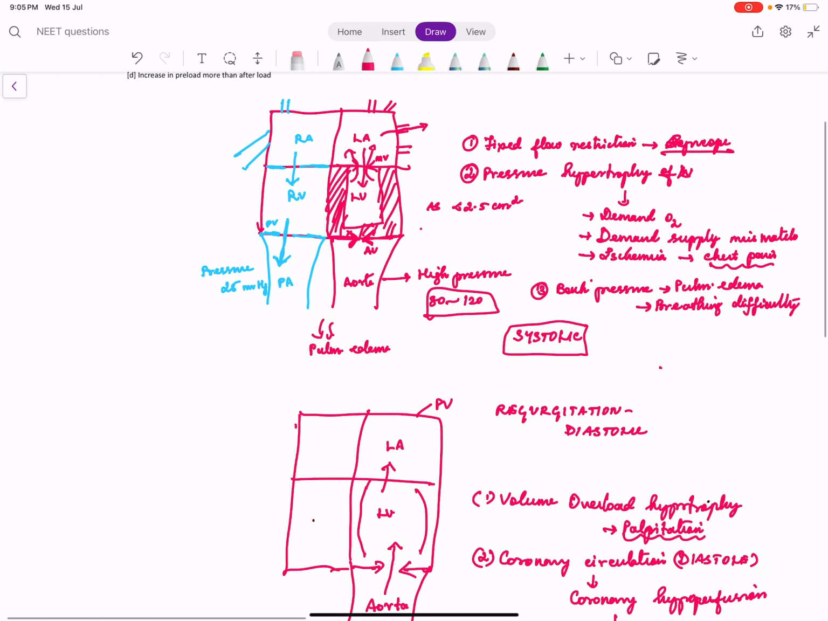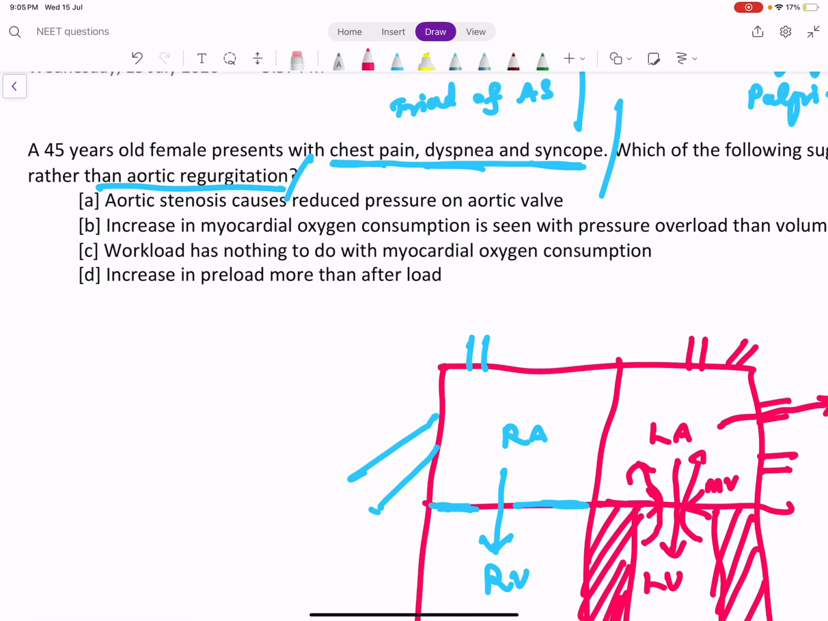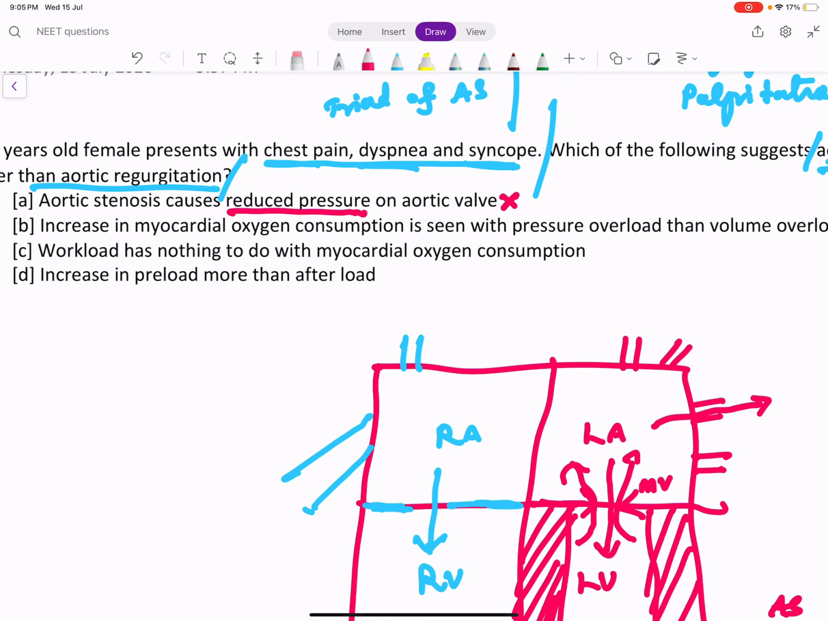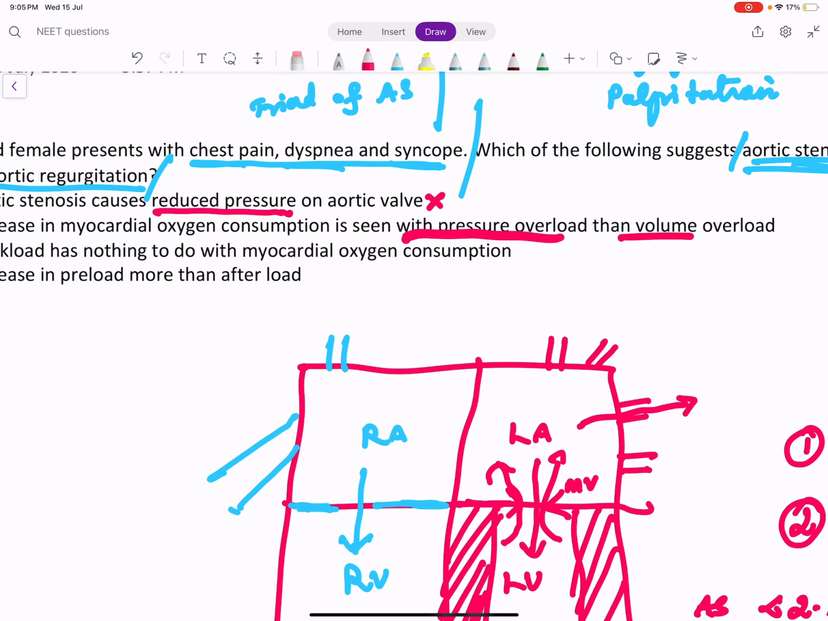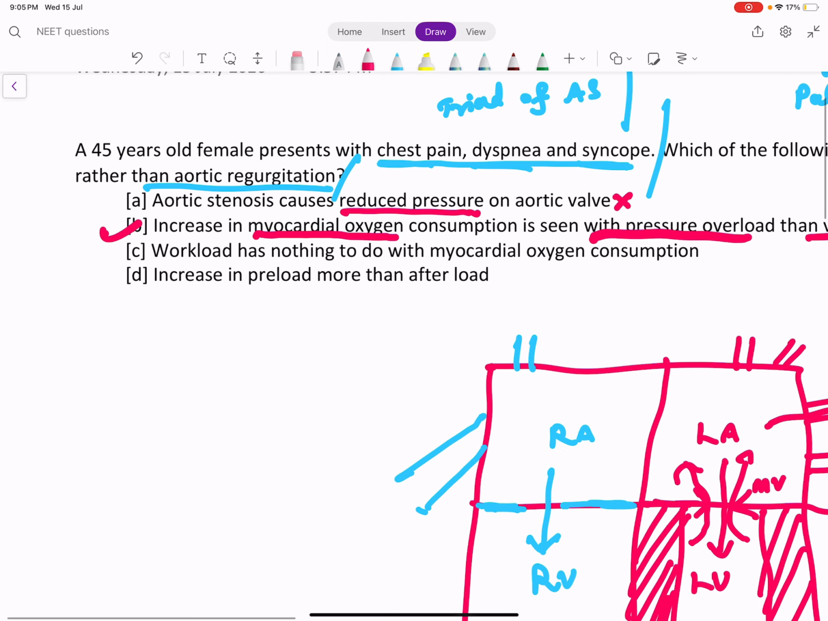So we will read the options here. Aortic stenosis causes reduced pressure on the aortic valve? No. In aortic stenosis, left ventricular pressure is so high due to pressure hypertrophy, it causes increased pressure on the aortic valve. So this is the wrong option. Increase in myocardial oxygen consumption is seen with pressure overload than with volume overload. Yeah, correct. This is what we had discussed. The chest pain in aortic stenosis is due to demand supply mismatch, whereas in aortic regurgitation it is due to coronary hypoperfusion. So this is the right answer.